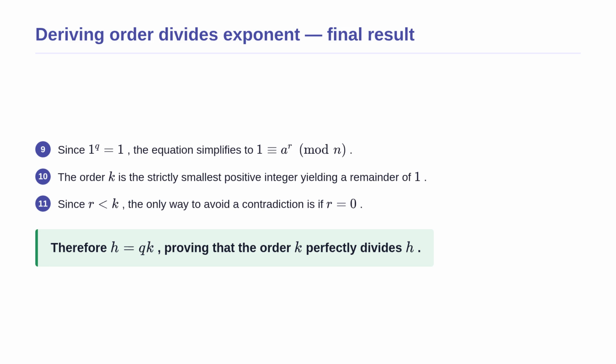But wait, we define the order k as the strictly smallest positive integer that makes this happen. Since our remainder r is strictly less than k, the only way this equation does not contradict our fundamental definition is if r is exactly 0. If the remainder is 0, then h equals q times k. This proves that the order k perfectly divides the exponent h. This is a powerful tool because it limits the possible values for the order.